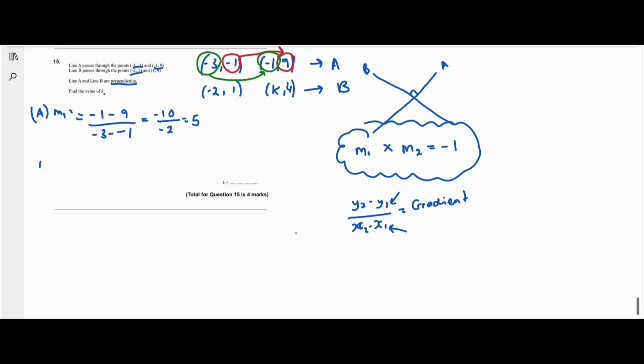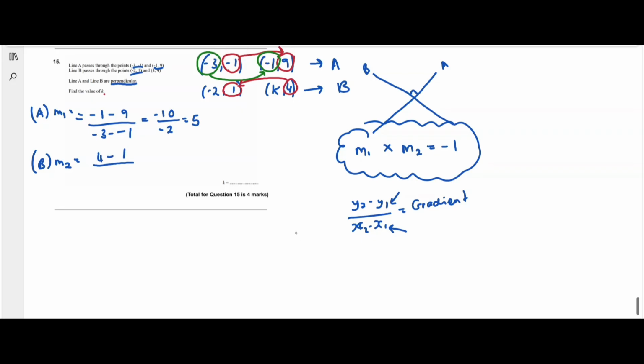So now what would I do if I knew what K was? Let's do that. So gradient of the second line. So I'm going to do the same thing. Okay, so let's go. I'm actually going to start on the right this side because I've got larger numbers over here. So I'm going to do, and you can do it any way around, it doesn't matter. I'm going to do 4 take away 1. So that's the difference between my y coordinates is 4 take away 1.